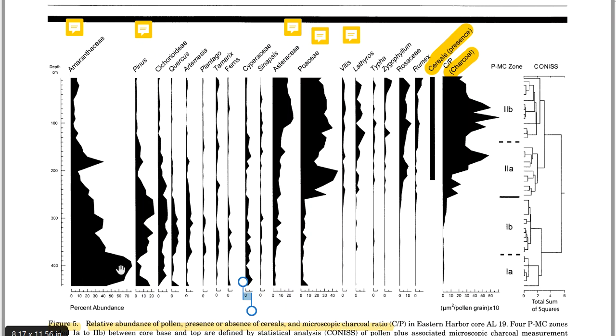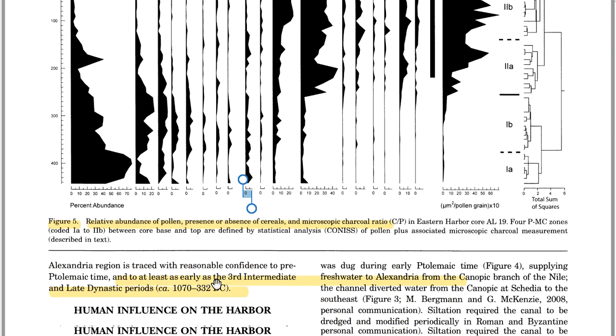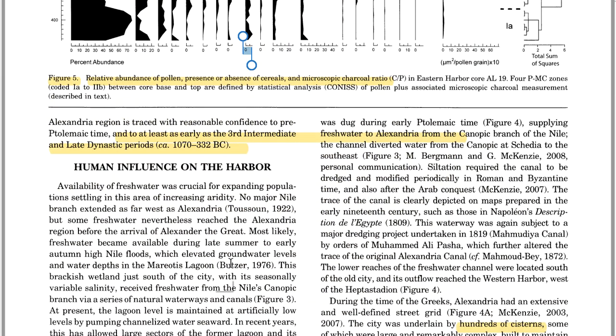So these natural types of plants, there's a lot in the early period, and they get reduced, and at the same time, you get an increase in charcoal, and you get an increase in agricultural products. So that's how you read a chart like this.